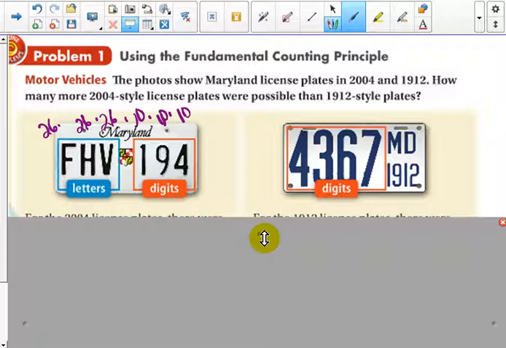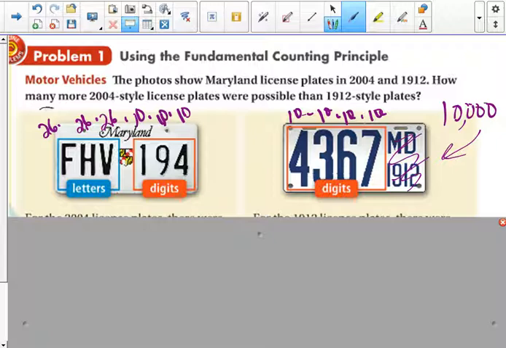All right, and then let's look over here. 4, 3, 6, 7 is all we have, then Maryland and the year. So that's not part of what we're calculating. We're just looking at these digits. So we had 10 possibilities, 10 possibilities, 10, and 10. So that's a 1 with 1, 2, 3, 4 zeros behind it. So we have 10,000 possibilities in 1912.